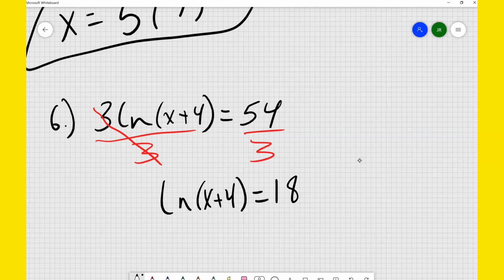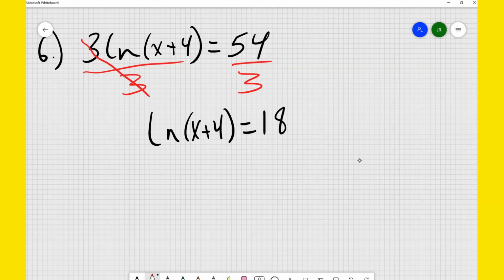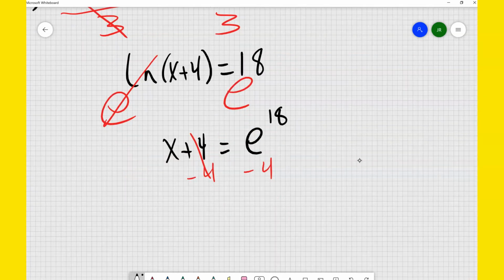And then how do we get rid of that ln? What is the base of the ln understood to be? It's understood to be e. So you will exponentiate both sides with a base of e. So that gives me x plus 4 equals e to the 18th. Then I'll subtract 4 from both sides and get my final answer. X equals e to the 18th minus 4.